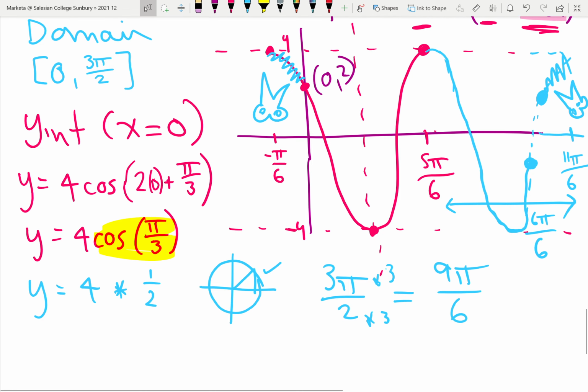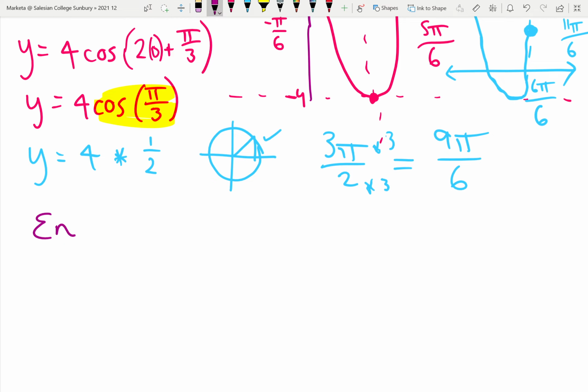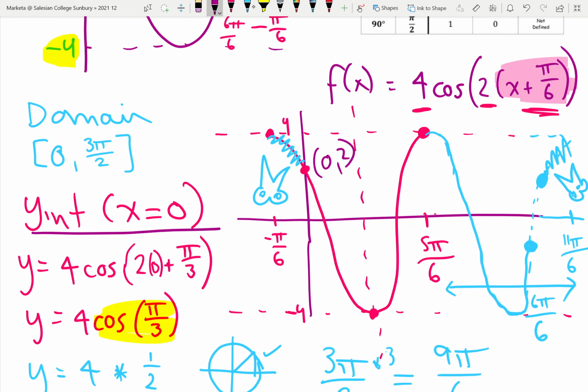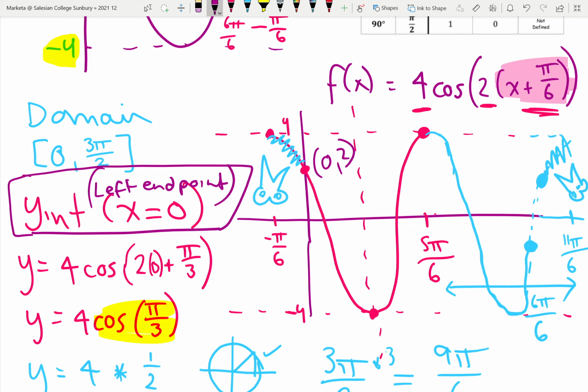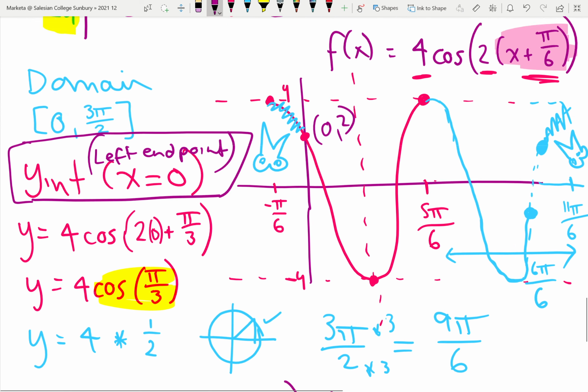So we've got the y-intercept, and now we're going to do the other endpoint. So we go from 0 up to 3 pi on 2. So the right endpoint. Notice that the left endpoint was the y-intercept. I might write that, left endpoint. That's not always the case. If your restriction is negative pi to pi, then the left endpoint would be negative pi. The right would be positive pi. So let's do the right endpoint, and that's going to be when x equals, now I forgot again, 3 pi on 2.